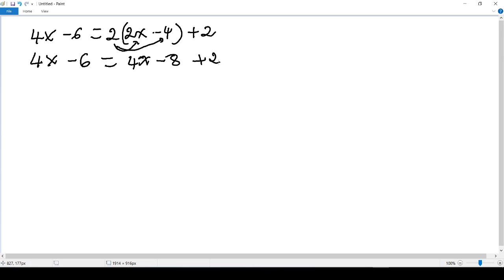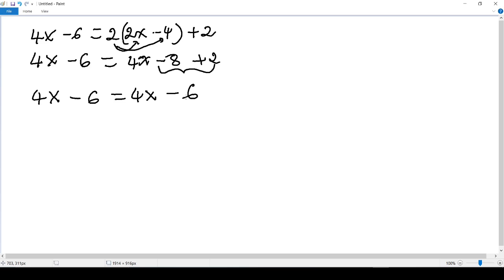Okay. Let's combine like terms whenever we can combine them. Here we have negative 8 and 2, so we will combine them. That will give us 4x minus 6 equal to 4x. Negative 8 plus 2 is negative 6.